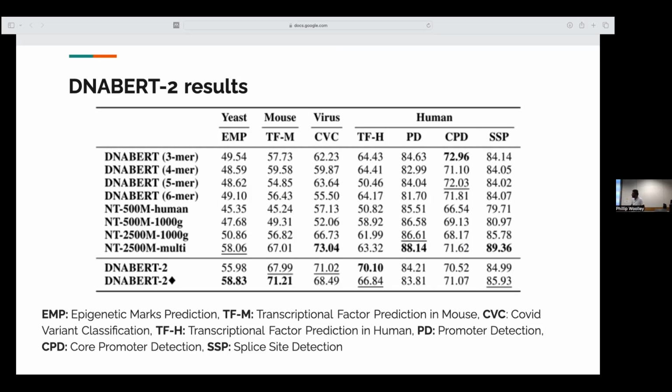So EMP is predicting epigenetic marks, which I think none of the models do very well, because with epigenetic marks you are predicting DNA methylation, or you're predicting histone marks based on the sequence, which does not really depend on the DNA sequence. It is an epigenetic process. So none of the models work very well, right?